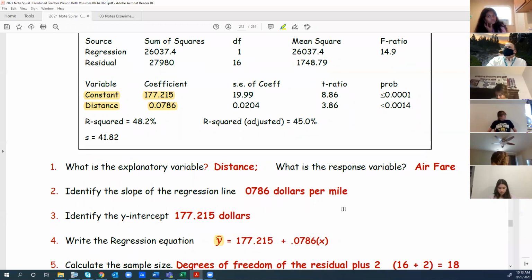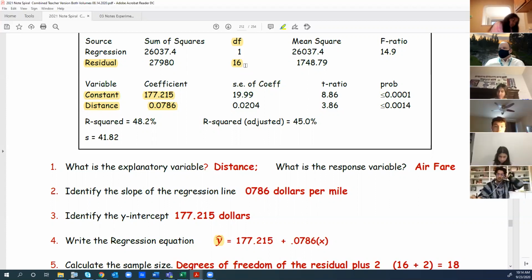It says calculate the degrees of freedom. I'm going to look on the residual line for DF, and residual DF is 16. Whatever this number is, add 2 to it. So in this case, 16 plus 2 is 18, so my sample size was 18. I could go back and look at all the sample pairs, count them all up, and there were 18 of them. So that means my sample size was 18.